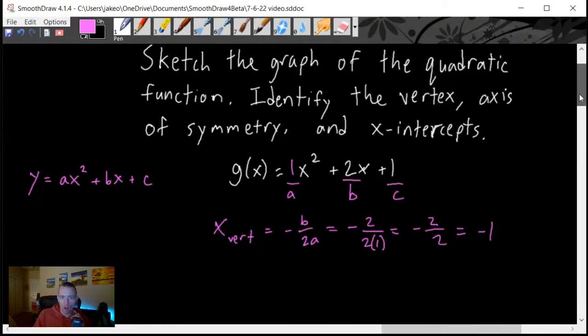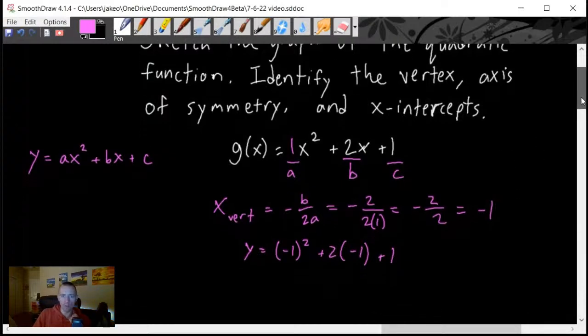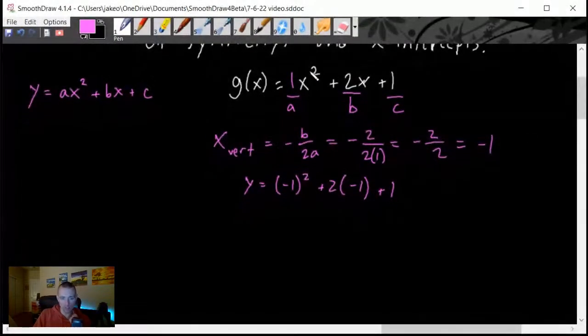Now to find the y, all we have to do is take x equals negative 1 and plug it into our equation here. So we're going to get y equals (negative 1) squared plus 2 times (negative 1) plus 1. Whenever you're plugging an x value into an equation like this, you're basically just replacing all the x values with whatever this number is. And then make sure you put it in parentheses like that.